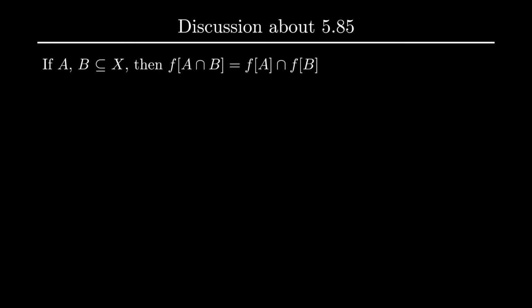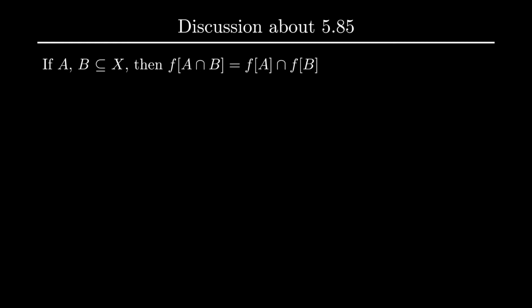Let's take a look at the next statement. Statement 5.85 states, if A and B are subsets of X, then f of A intersect B equals the intersection of f(A) and f(B). To better understand this statement, let's look at a concrete example.